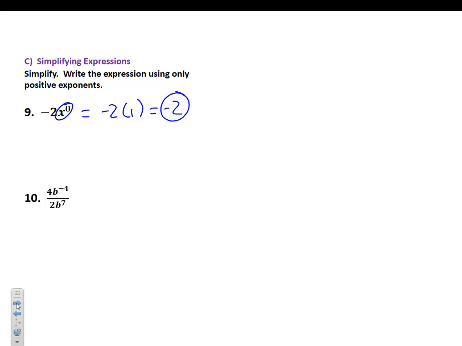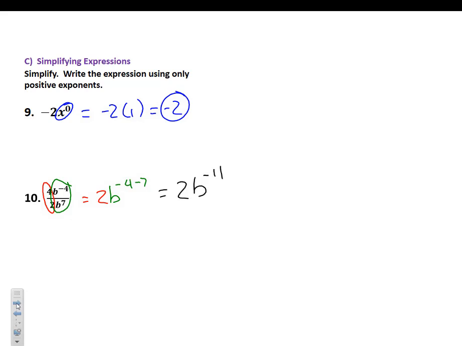Example 10, 4b to the negative 4th divided by 2b to the 7th. So we take one thing at a time. So we're going to take these coefficients. 4 over 2 is equal to 2. And then we're going to take b to the negative 4th divided by b to the 7th. So this would be b to the negative 4 minus 7. So we would end up with 2 times b to the negative 11.